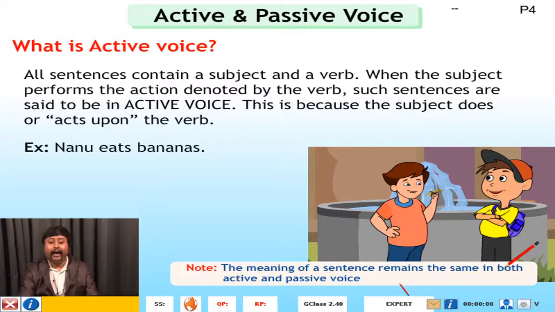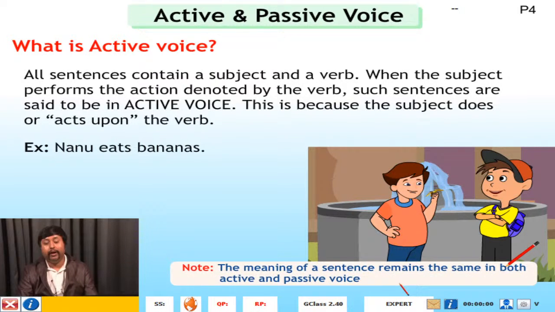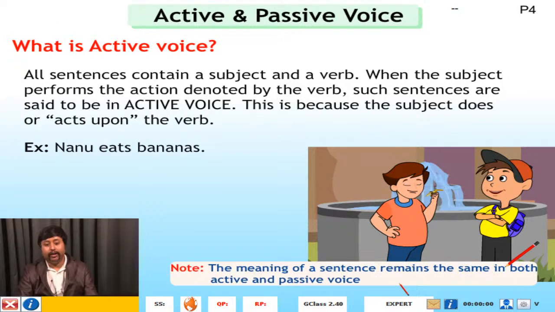So what is active voice? এতিয়া active voice বুলি ক'লে আমি কি বুজাম বাৰু? All sentences contain a subject and a verb. When the subject performs the action denoted by the verb, such sentences are said to be in active voice. This is because the subject does or acts upon the verb.